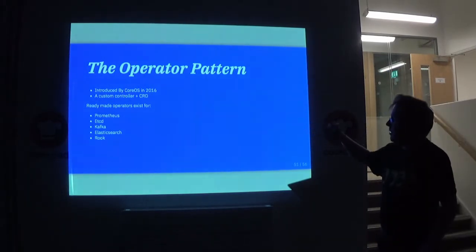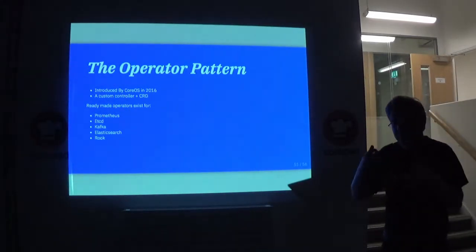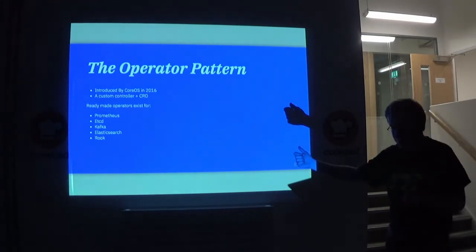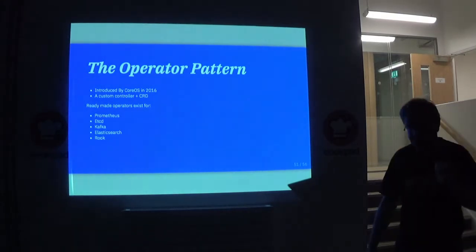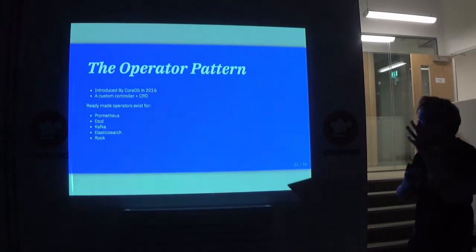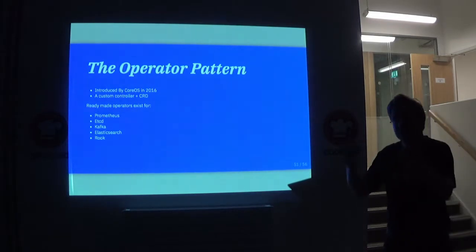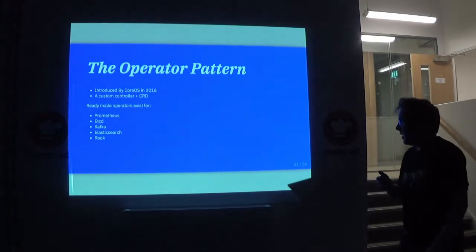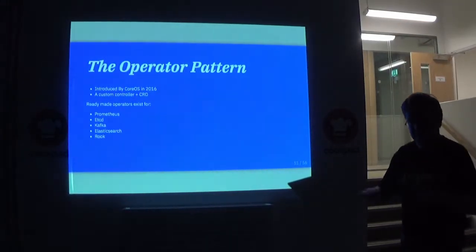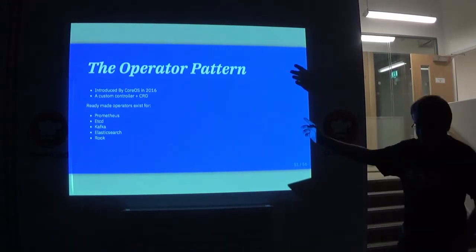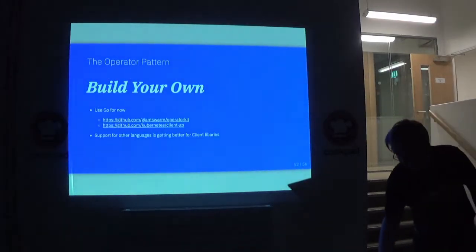So the operator pattern was introduced by CoreOS in 2016. It's basically a custom controller that has all of your operational logic baked into it, and a custom resource definition. So it turns all of your operational logic about how you manage your particular database, or Kafka or Prometheus or Rook or Elasticsearch or whatever, into these declarative things. You say, create a database, please do a backup once a night at 15 minutes past midnight. If my database goes down and is completely destroyed, restore it from a backup. That's what an operator lets you get.